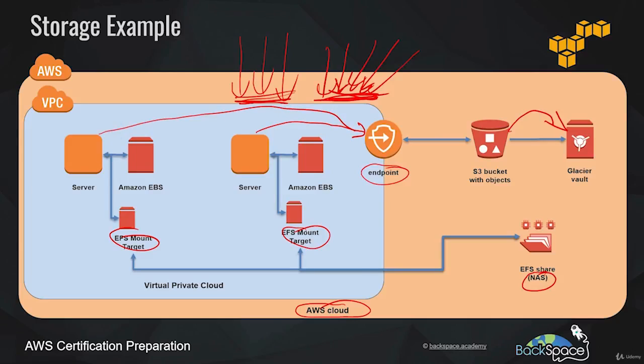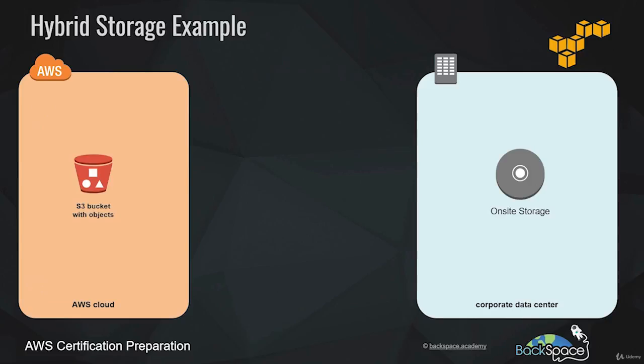So let's have a look at a hybrid storage example where we've got on-site storage in a corporate data center, and we've also got that stored in the AWS cloud in Amazon S3. Why would we do that? Well, it's great for a disaster recovery solution because it provides high-speed access to our data in our corporate data center, and at the same time, we're taking advantage of the durability and availability of Amazon S3 as a disaster recovery solution.